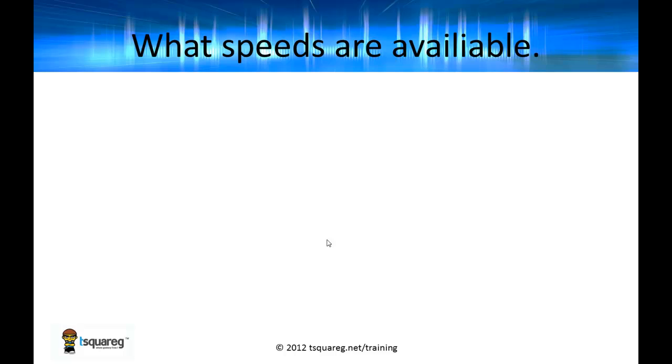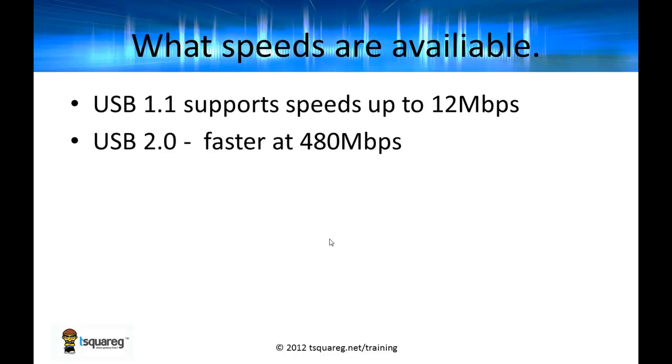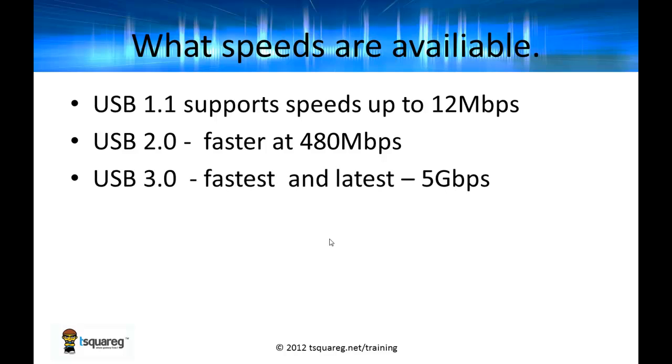So what speeds are available? Well, the first implementation of USB, often referred to as 1.1, supported speeds up to 12 megabits per second. Pretty fast, but they could do better, and they did. USB 2.0 was even faster at 480 megabits per second, and the latest implementation, USB 3.0, is the fastest at 5 gigabits per second. That's very, very fast indeed.